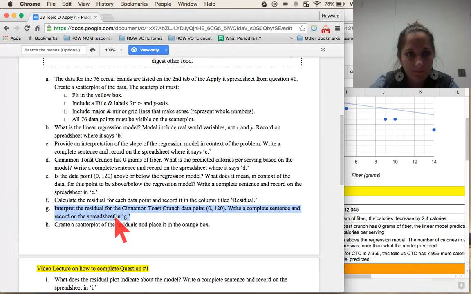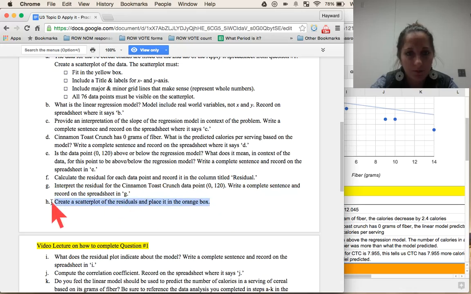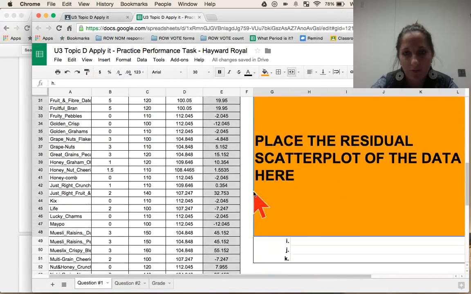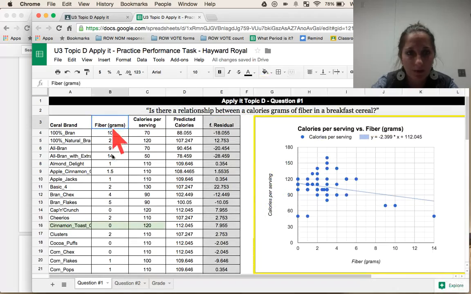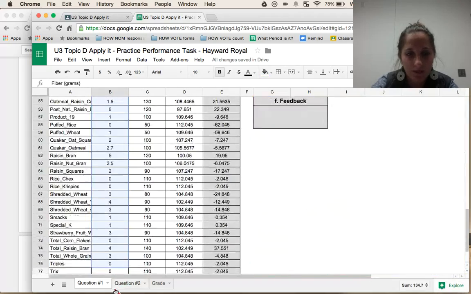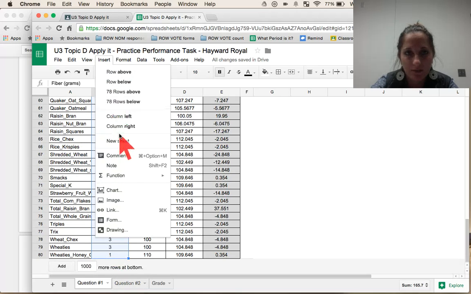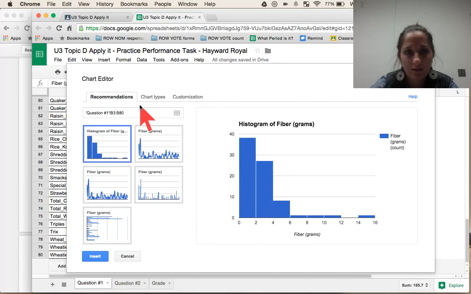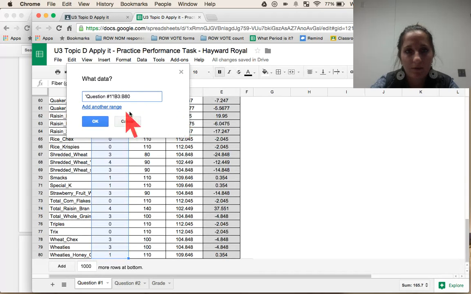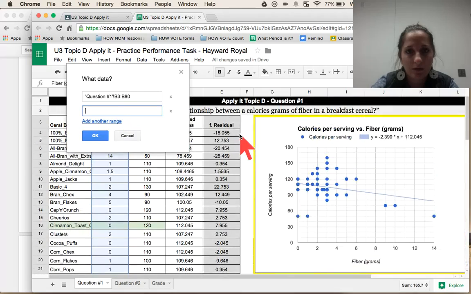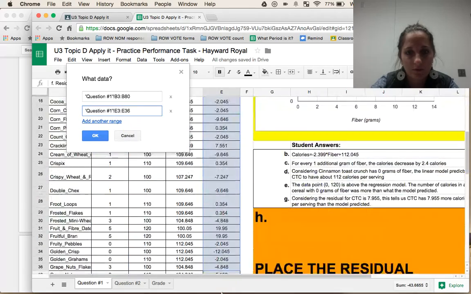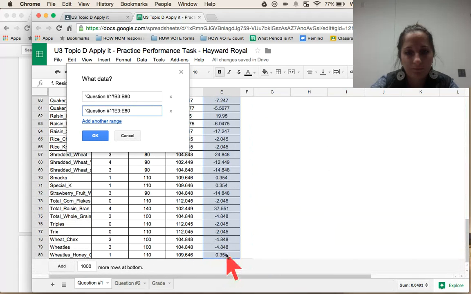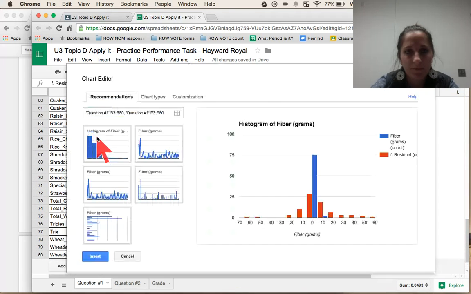All right. H, create a scatter plot of the residuals in the orange box. Okay, so we're going to create a scatter plot of the residuals. To start, I'm going to grab all the grams of fiber, because this is X. And I'm going to say insert chart. Then I need to actually add more data. So I'm going to click here, add a range, and choose all the residuals. If you didn't get how to do that, rewind the video.